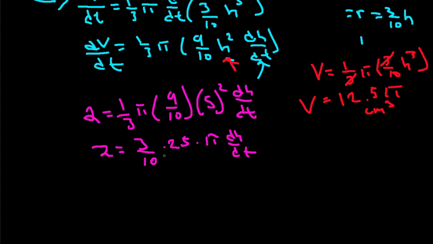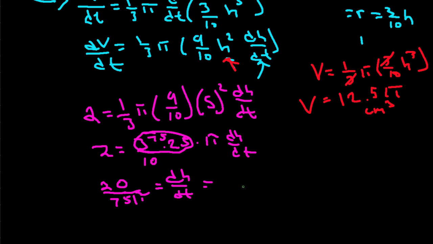I'm going to go ahead and multiply by 10, divide by 75, because that's 75 there. So that's going to be 20 divided by 75 pi, I'm dividing by pi too. That's equal to dh/dt. And if we put this in our calculators, that's 20 divided by 75 divided by pi. It's equal to 0.085 centimeter per second. Does that make sense? That makes sense.